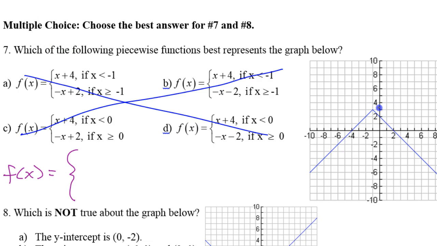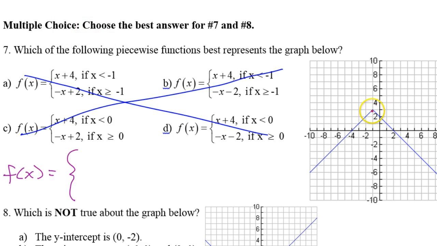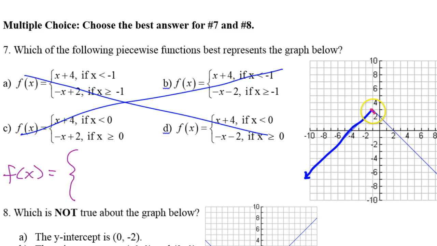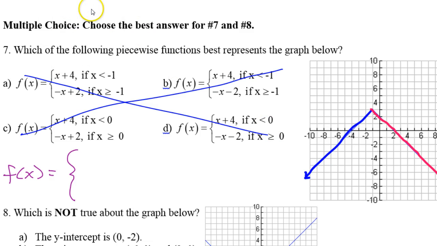Anyway, I'm going to look at this. Obviously this is an absolute value function, but we need to look at it as a piecewise function. So let me do a little tracing. This is going to be my blue side, and this is going to be my red side. I need an equation for each of those. So let's start with the blue side on the left here.